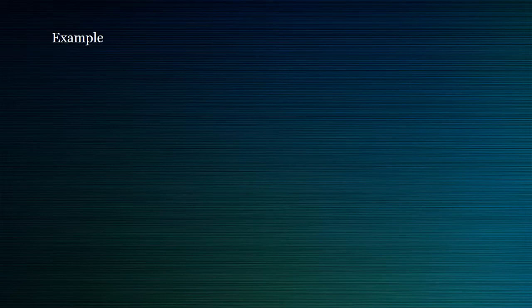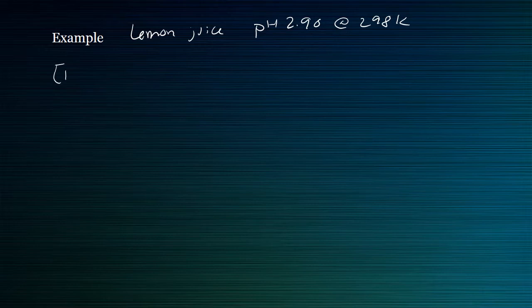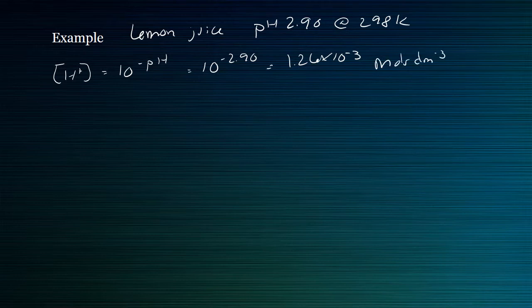So here we're going to work an example of how we can use all these calculations together. If we have lemon juice, and we know it has a pH of 2.90 at 298 Kelvin, so standard temperature, well, if we know our pH, that means we can find our hydrogen ion concentration by taking 10 to the negative pH. So that means 10 to the negative 2.90 gives us 1.26 times 10 to the negative 3 moles per decimeter cubed.